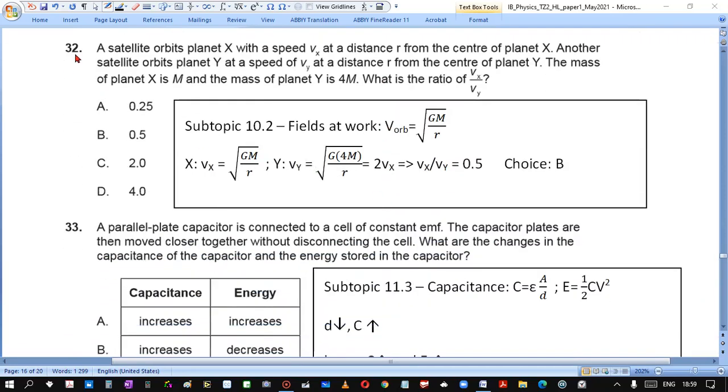Question 32. A satellite orbits planet X with speed Vx at distance r from the center of planet X. Another satellite orbits planet Y at speed Vy at distance r.